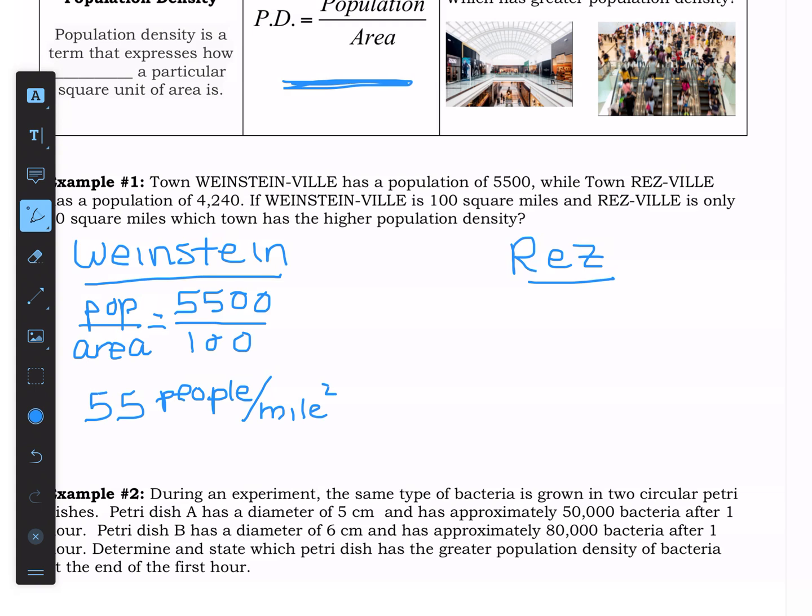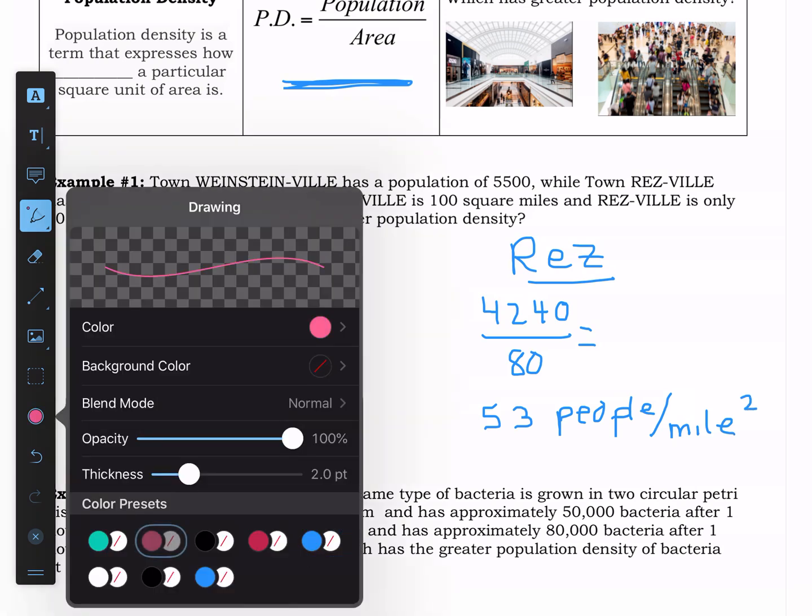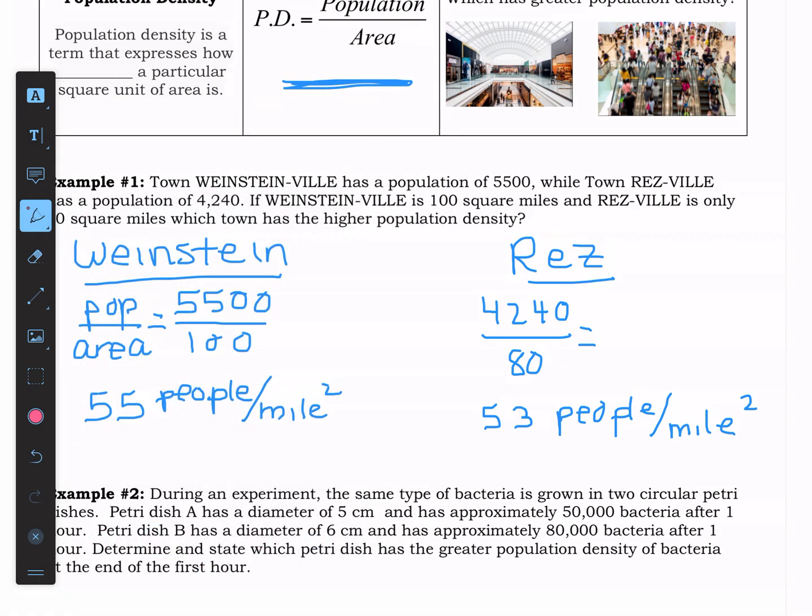Okay, so that's what's going on in Weinsteinville. Now let's check out Resville. So Resville has a population of 4,240, and the area of Resville is 80 square miles. Okay, so when we divide that, we get 53. So that means that there are 53 people per square mile. Okay, so which town has the higher population density?